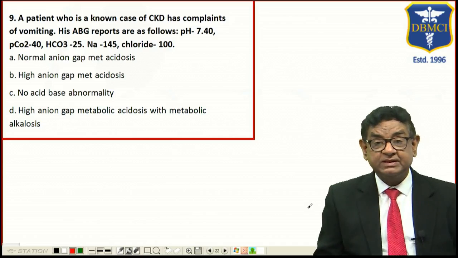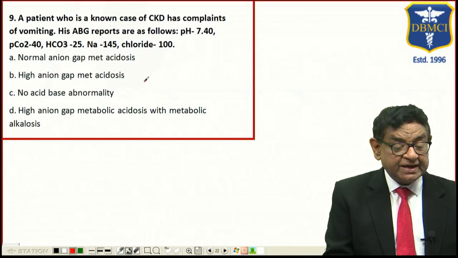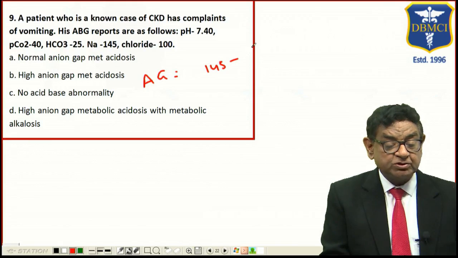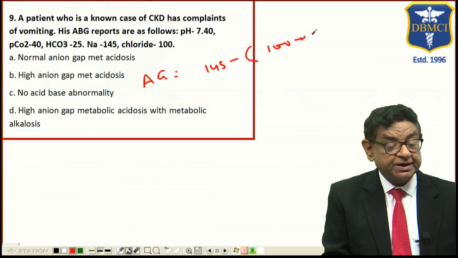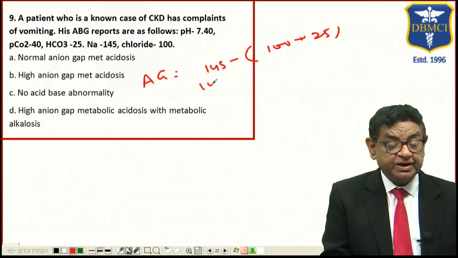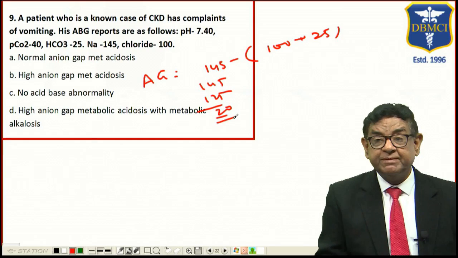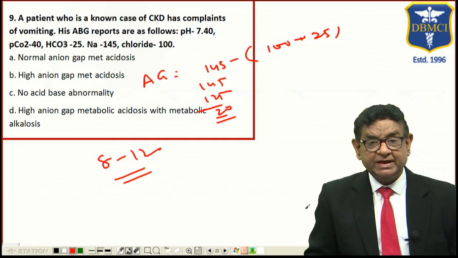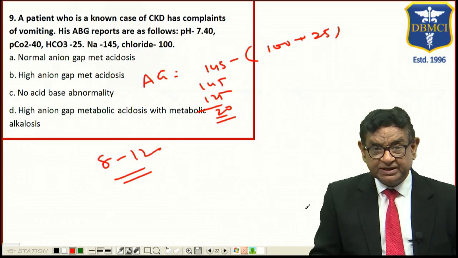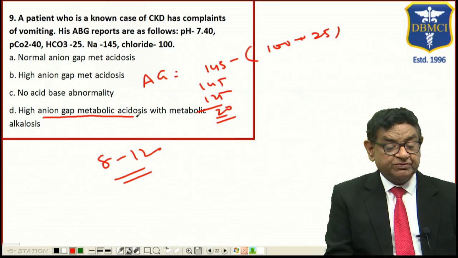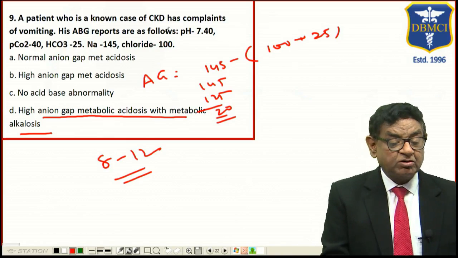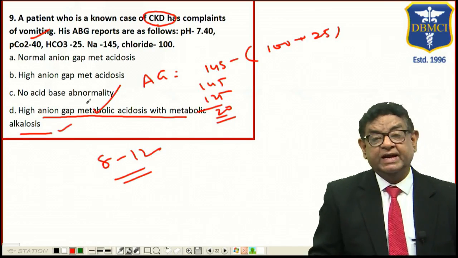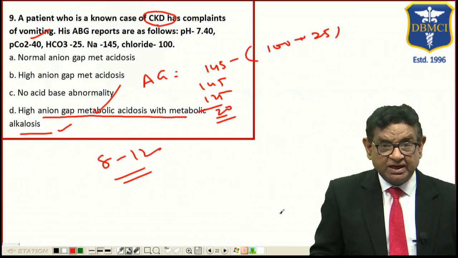It looks like a case of totally normal values, but one thing is the anion gap. Let's calculate the anion gap. How do we calculate it? Sodium minus chloride plus bicarbonate. This comes out to be 145 minus 125. The anion gap is 20 in this case. The normal anion gap is 8 to 12. So definitely every value is normal except the anion gap. And this happens in one condition where the patient has metabolic acidosis with metabolic alkalosis. In chronic kidney disease, metabolic acidosis is common. And due to vomiting, he has metabolic alkalosis. Right? Hence, the best answer to this question is D.